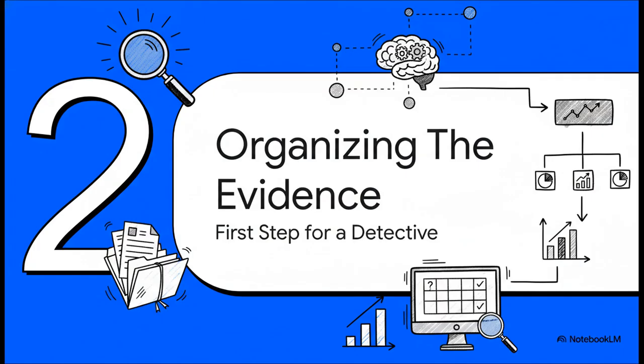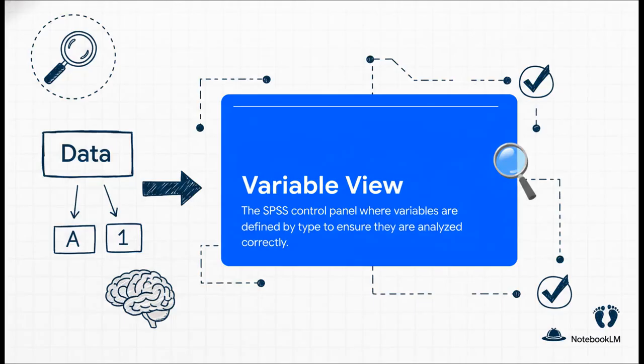Okay, first things first. Before you can even think about solving a mystery, you have to get your evidence in order. For a data analyst, that just means preparing the data. And the main tool in our detective kit for this case is a really powerful piece of software called SPSS. Think of this part as laying the foundation for our entire investigation. We're using something called the variable view. This is where we tell our software exactly what kind of clues we're dealing with. Is this data a name? Is it a number? Because if we get this part wrong, trust me, the whole case could fall apart before we even begin.